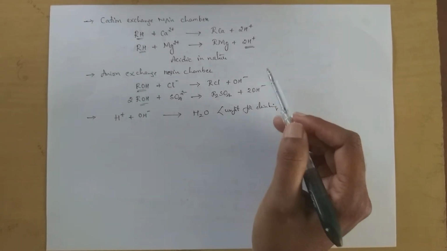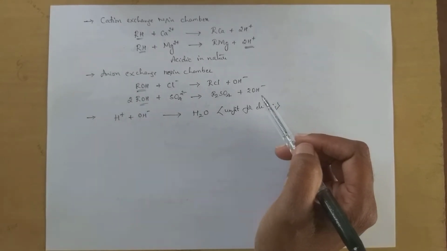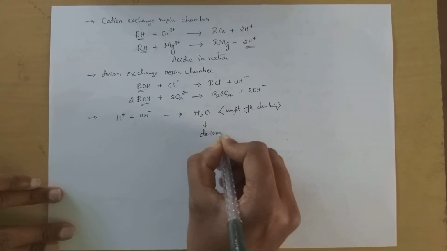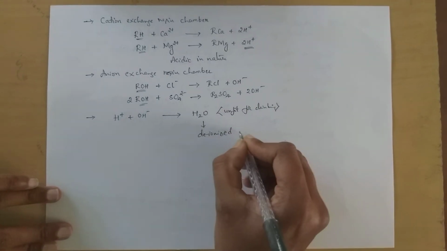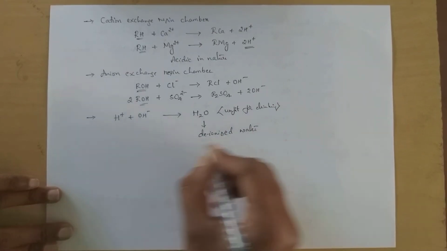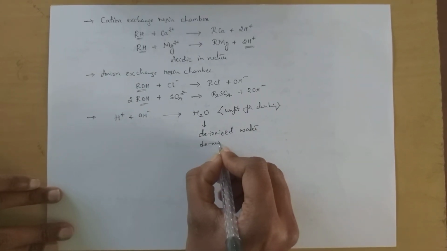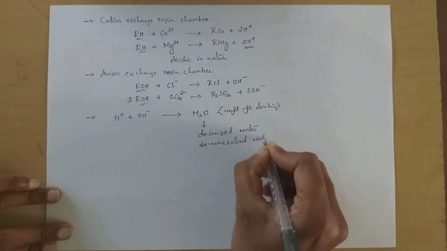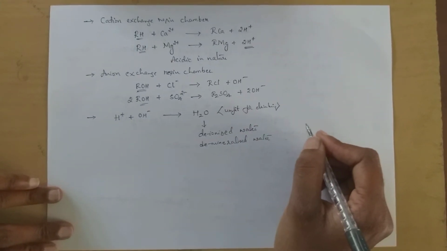Only the H plus and OH minus ions combine to form water. Hence this water we are going to call deionized water, and even demineralized water, which is free from all ions.